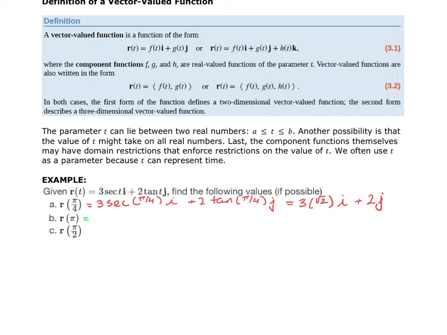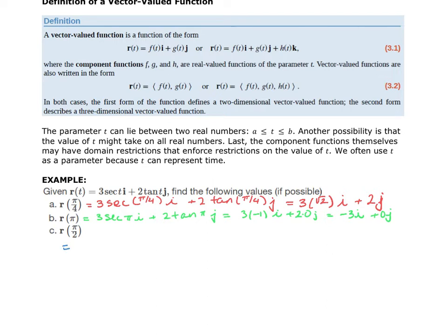Now let's take a look at pi. We'll do 3 times the secant of pi, i, plus 2 times the tangent of pi, j. The secant is the reciprocal of cosine, so that's 3 times negative 1, i, plus 2 times the tangent of pi, which is 0, j. So I end up with just negative 3i. Of course, I can put on 0j if I'm inclined, but it's not necessarily needed.